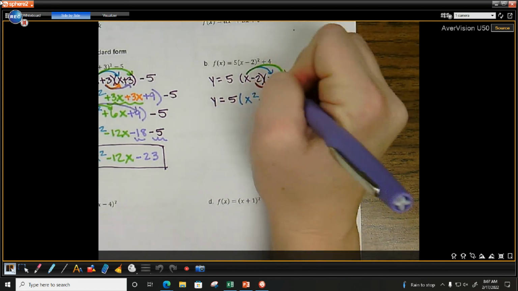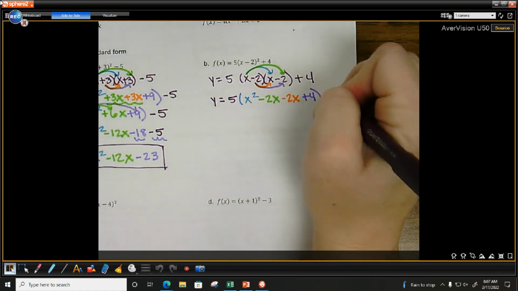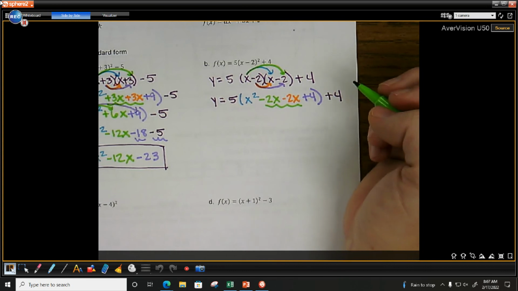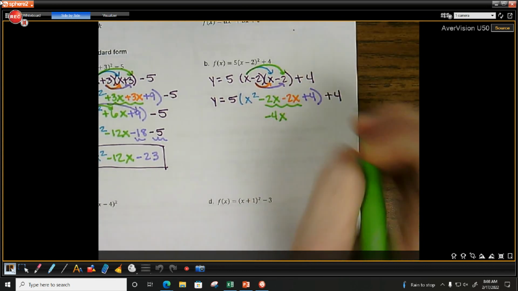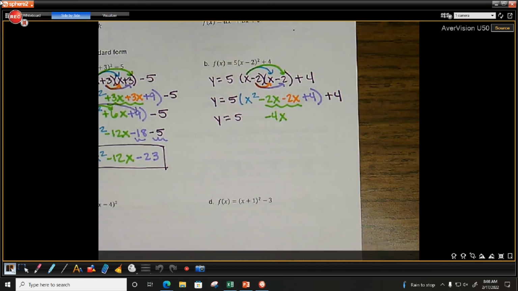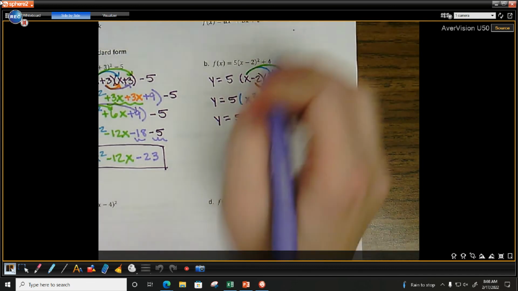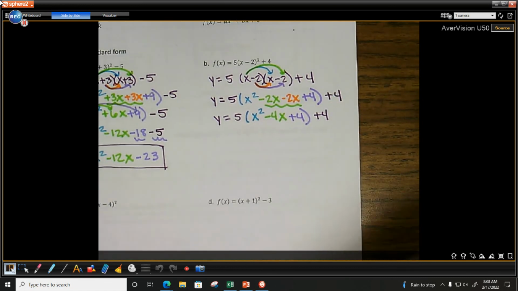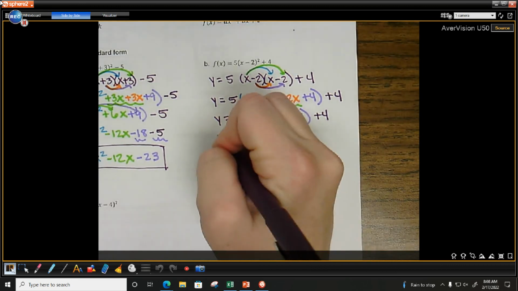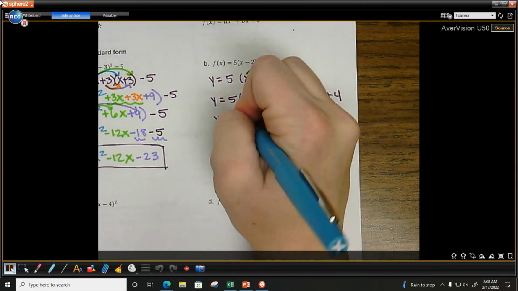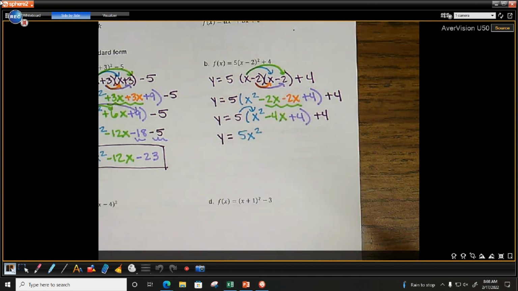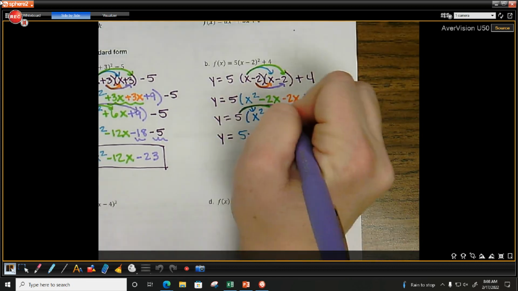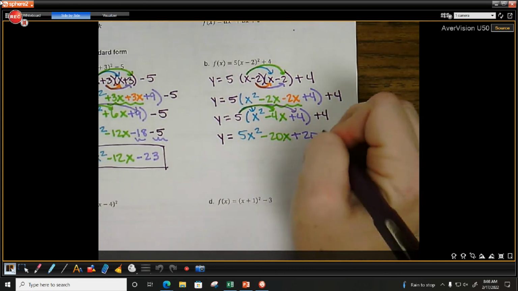Do I have like terms? Yep. So what's -2x minus 2x? -4x. Great job. Okay, what am I going to do next to get rid of my parentheses? Distribute the 5. 5 times x squared. 5 times -4x. And 5 times 4, plus 20 plus 4. Do I have like terms? Yep. What's 20 plus 4? 24.